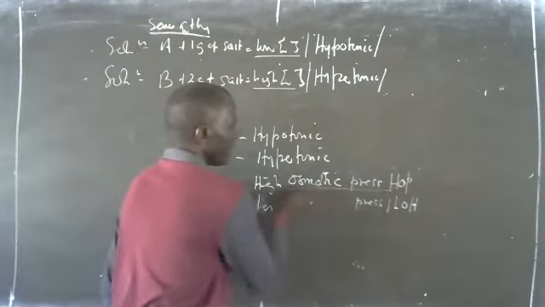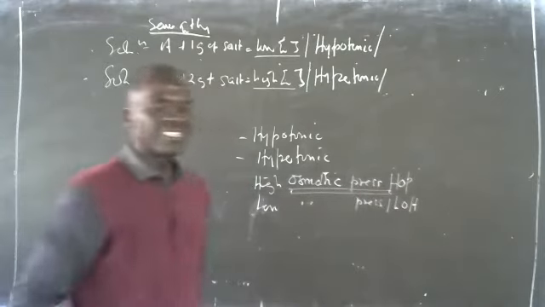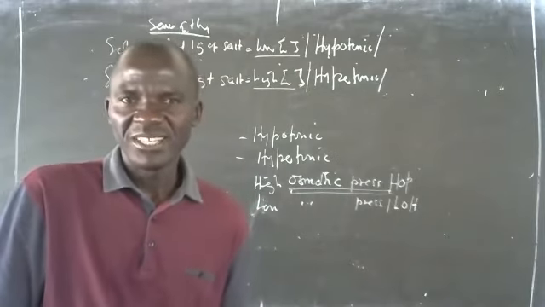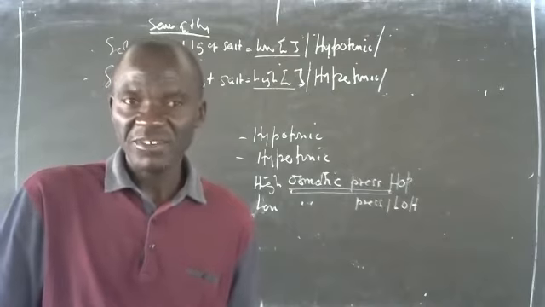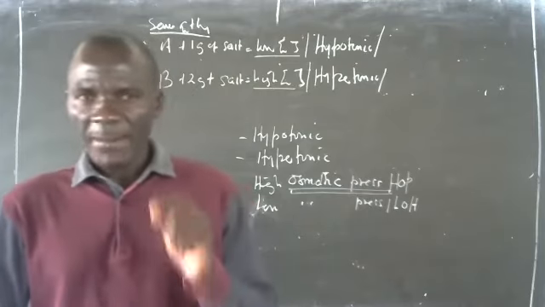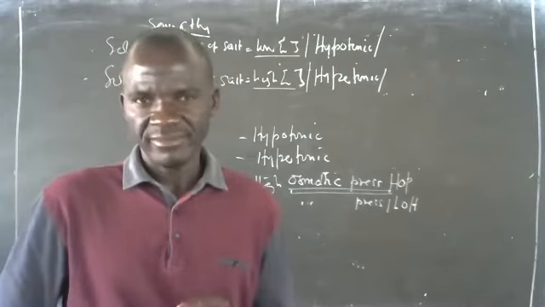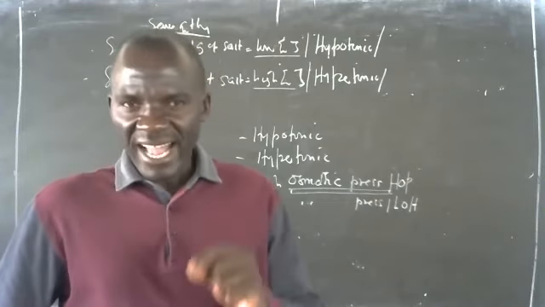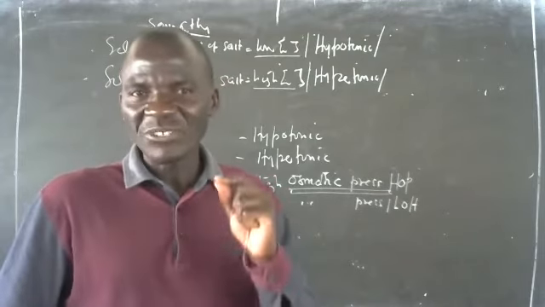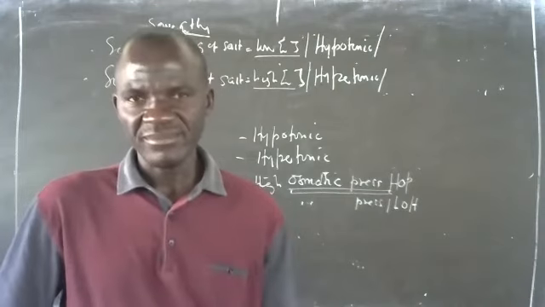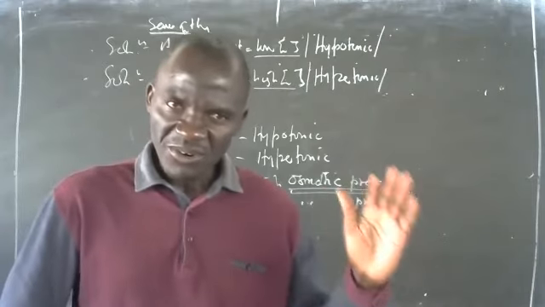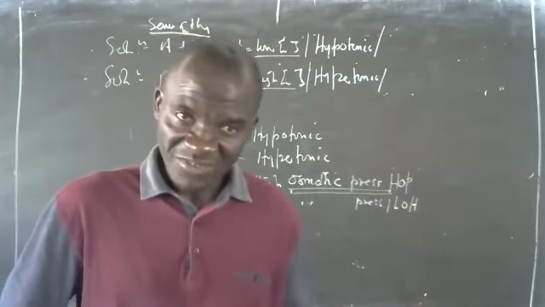Osmotic pressure is just referring to concentration. So when I say osmotic pressure, I'm referring to concentration. It's directly proportional to amount of solute dissolved. The higher the solute dissolved in the solution, the higher the osmotic pressure, so long as I've maintained the volume of the solvent constant.